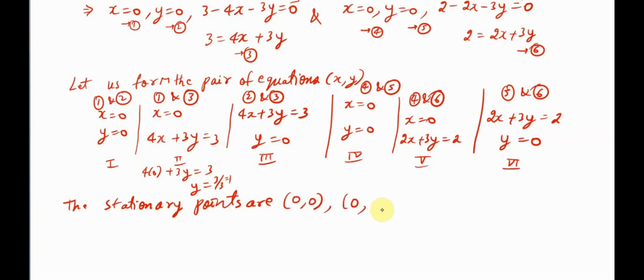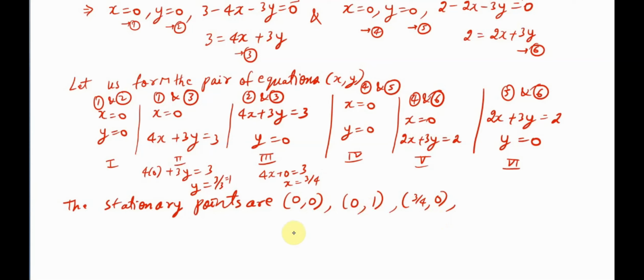So let me take this as 1. Similarly here in the next case, 4x plus 3y is equal to 3, y is equal to 0. Y I will put here 0, so this will become 0. So I will get 4x plus 0 is equal to 3, and x is equal to 3 by 4. So like this I will get x is 3 by 4 and y is 0. So this first 3 points I got.